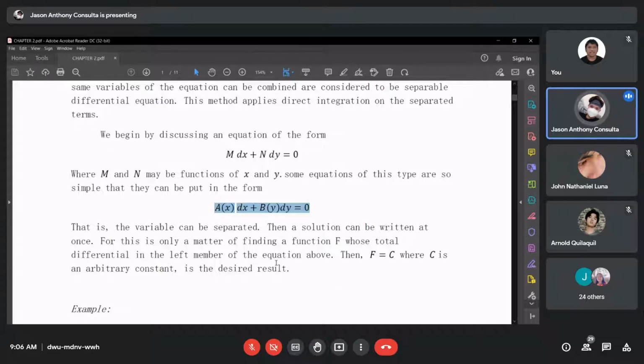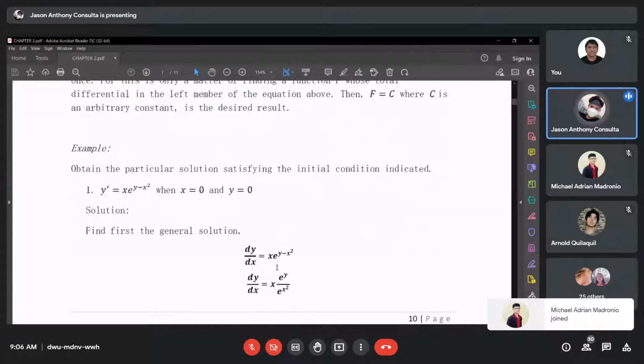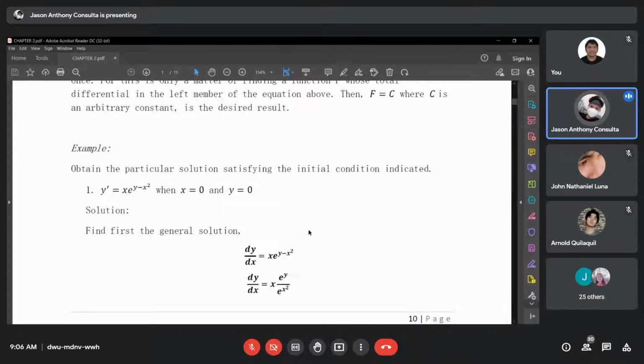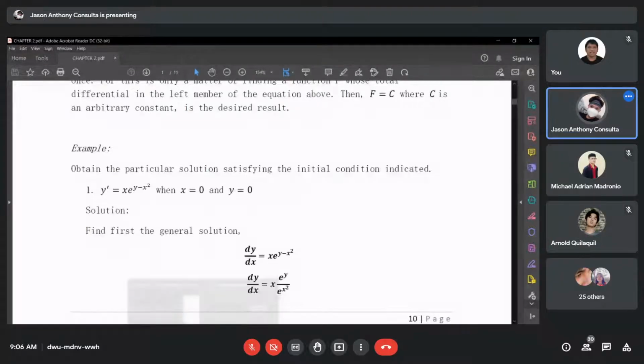Okay, so para mas maintindihan, look at this example. Obtain the particular solution satisfying the initial condition indicated. Malinaw ba class sa inyo yung sinishare kong screen o masyadong maliit? Okay na ba yan? Hello? Okay naman po, sir. Okay, sige. Kasi akala ko masyadong maliit.